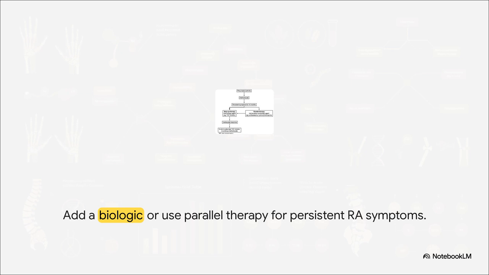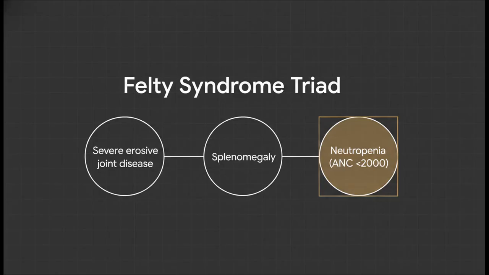And this is absolutely crucial. Before any RA patient gets intubated for surgery, you have to evaluate them for cervical myelopathy so you don't accidentally cause a spinal cord injury. Before we move on from RA, you absolutely must lock in this triad: severe erosive rheumatoid arthritis, splenomegaly, and an absolute neutrophil count under 2,000.